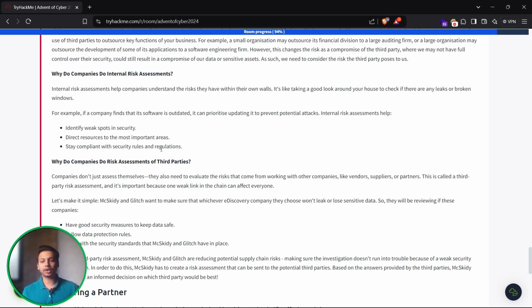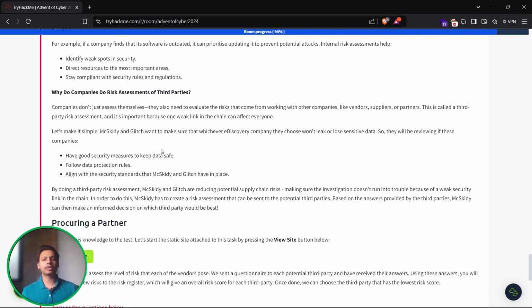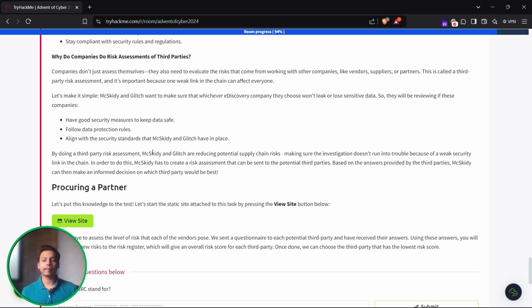security rules and regulations. So why do companies do risk assessment of third parties? Companies don't just assess themselves. They also need to evaluate the risk that comes from working with other companies like vendors, suppliers or partners. This is called a third party risk assessment, and it's important because one weak link in the chain could affect everyone.